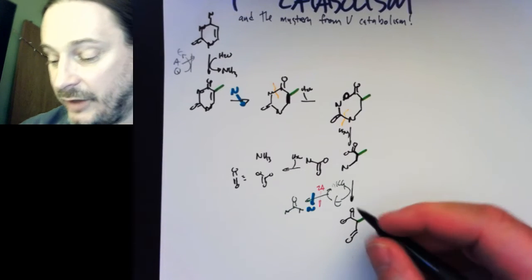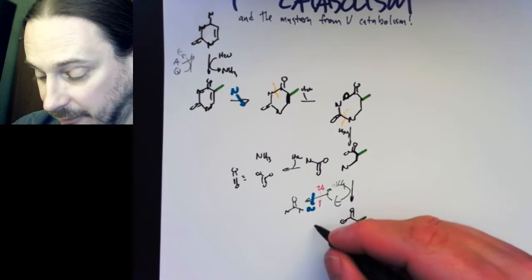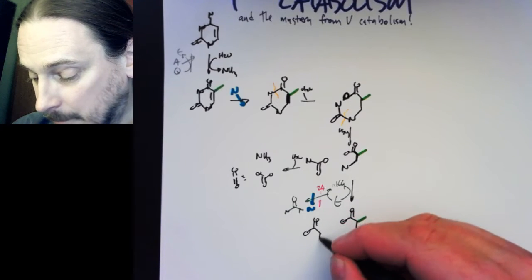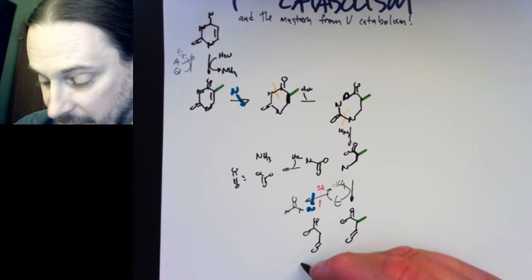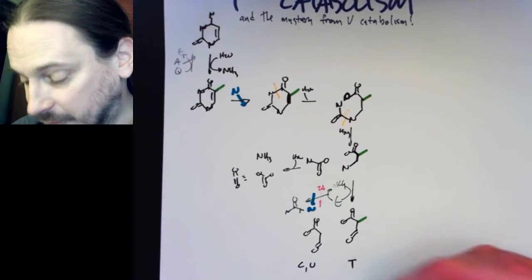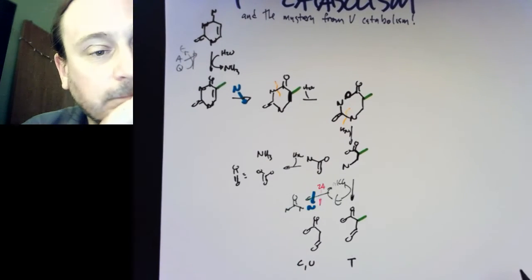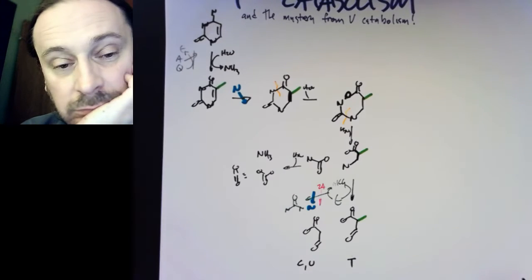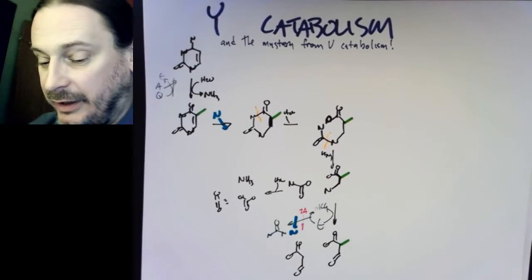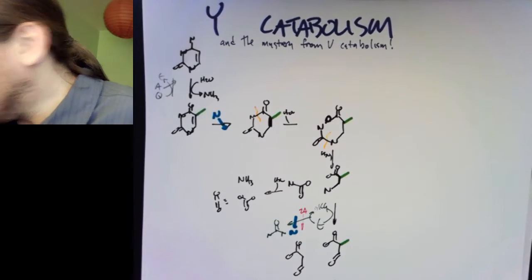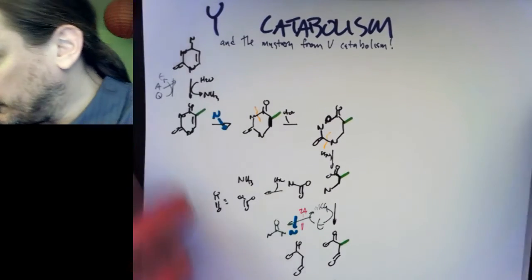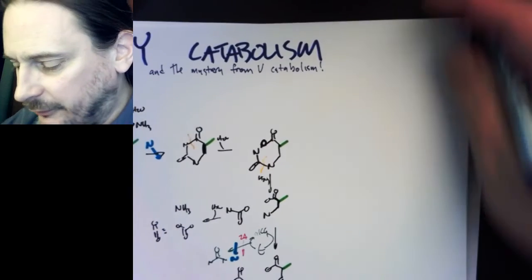Okay, so we get two things. We either get this thing or we get the other. This comes from C and U, and this comes from T. Okay, so what do we do? Well, let's look at our valine problem. I'm going to come up here and get my valine problem. Valine. All right.